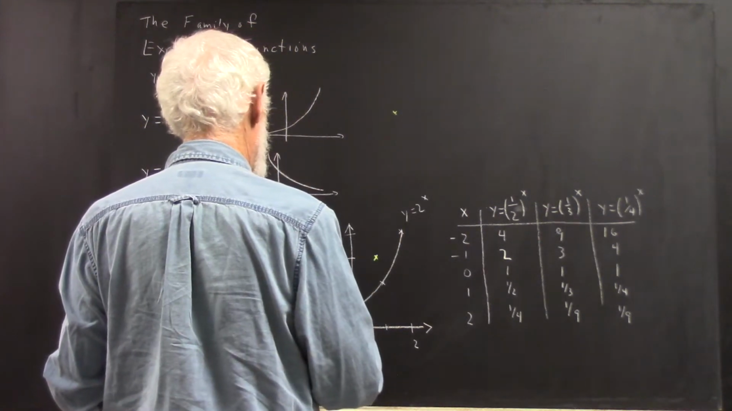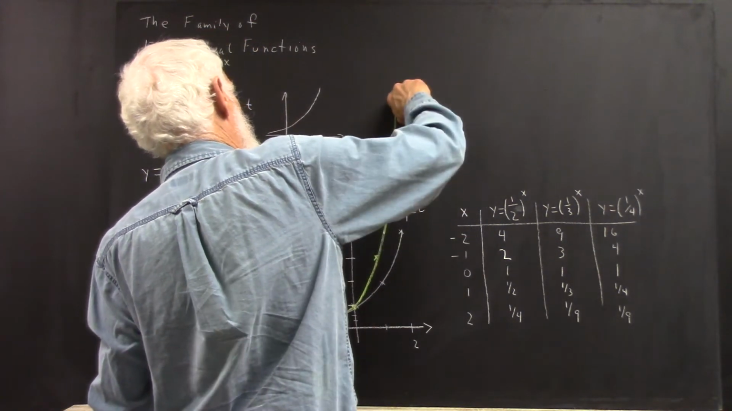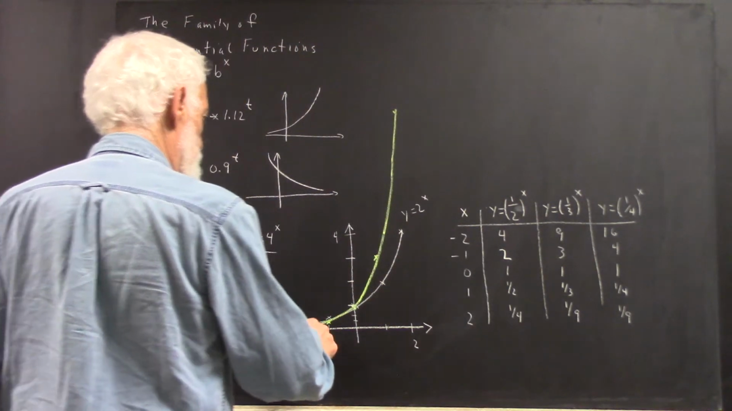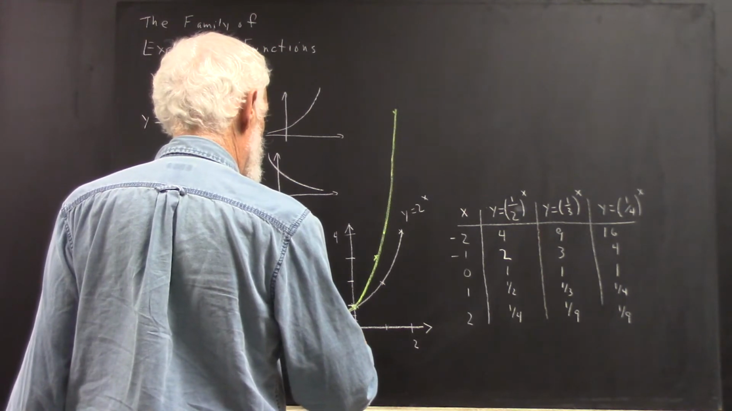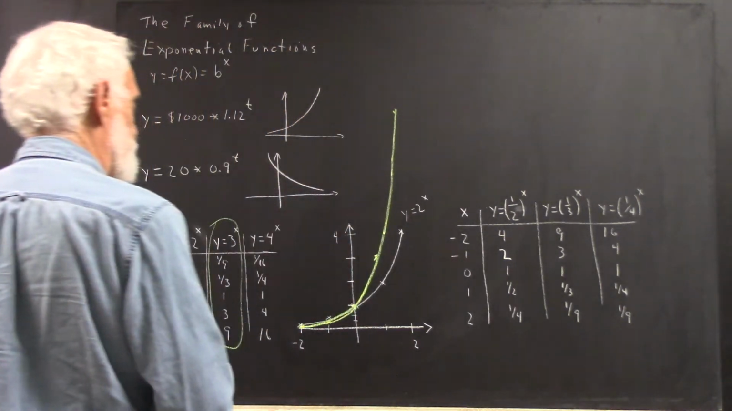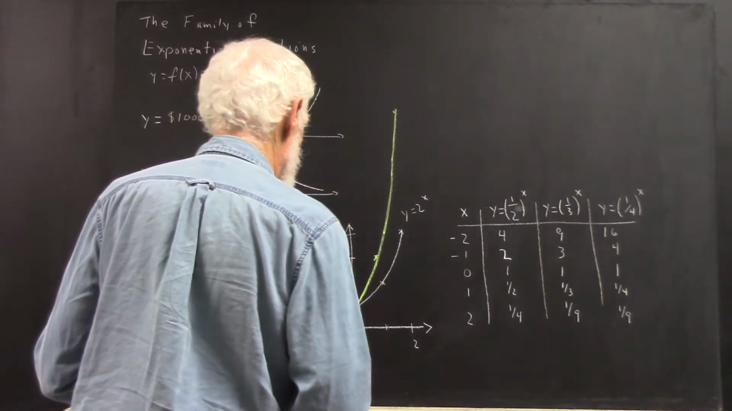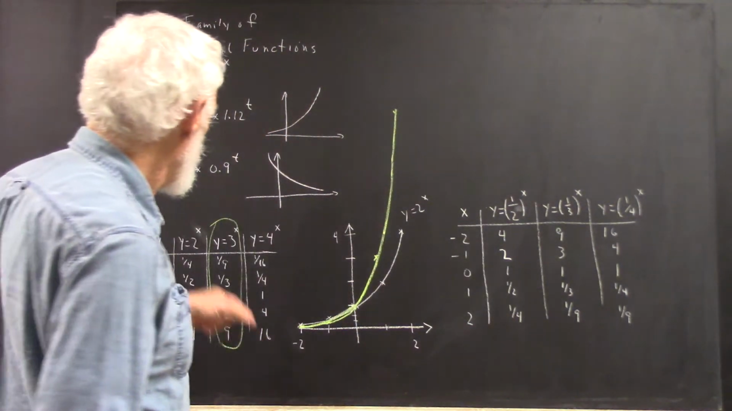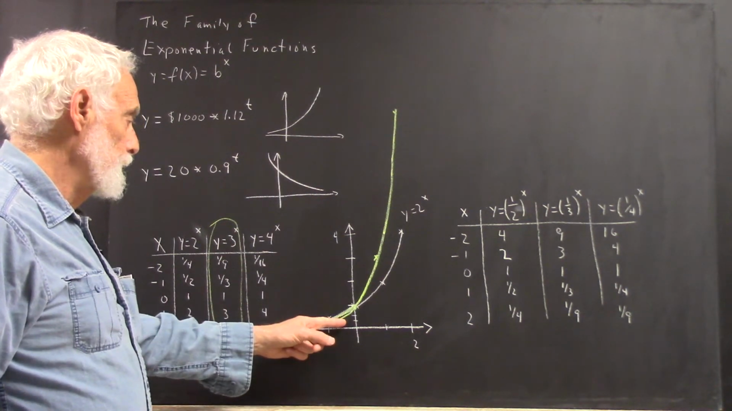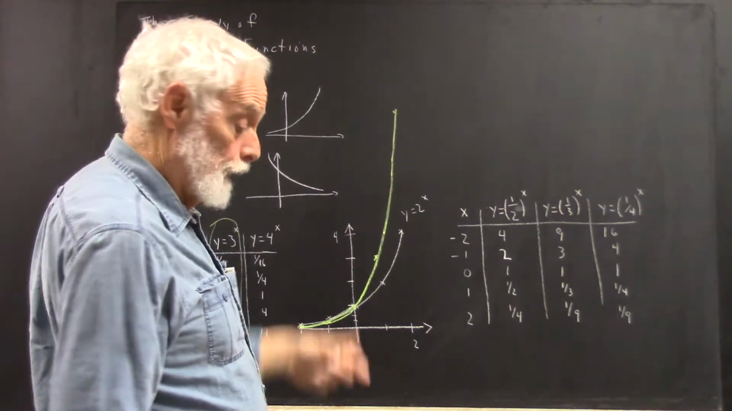And your graph is going to look something like this. Didn't do a good job there. It should have been down below the graph of y equals 2 to the x, and then coming on up. Okay, so the graph of 3 to the x is below the graph of 2 to the x here, and then above the graph of 2 to the x here, and it gets steeper much faster.